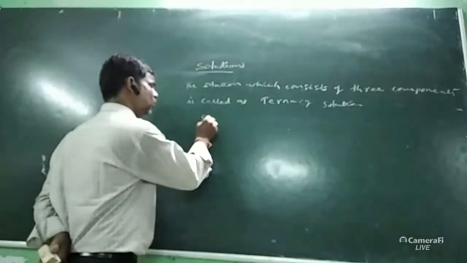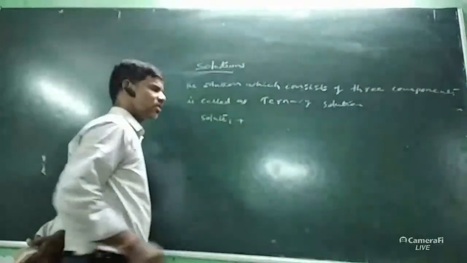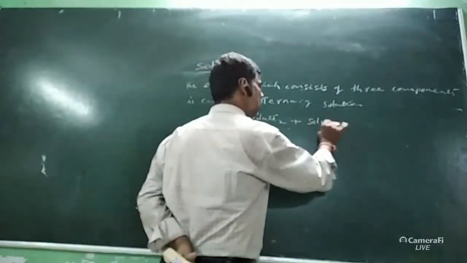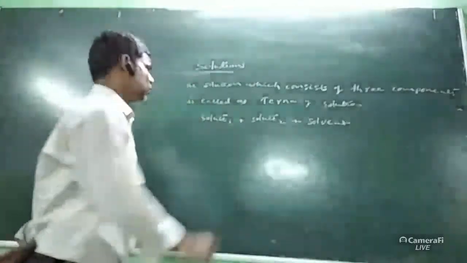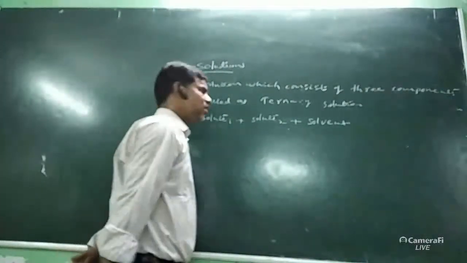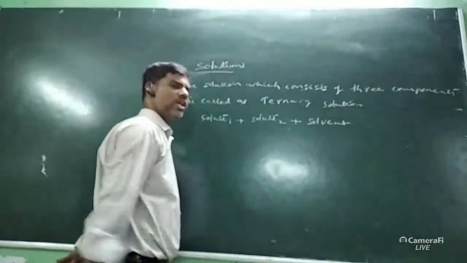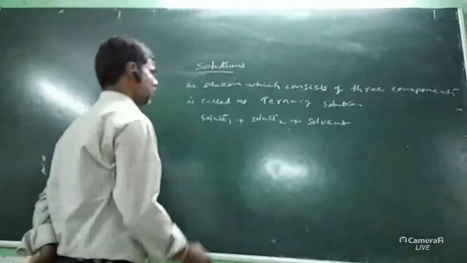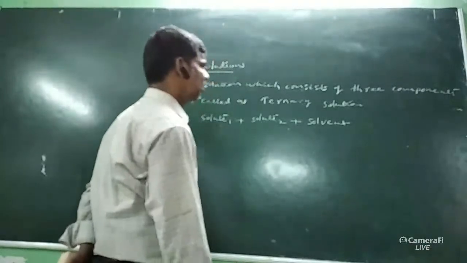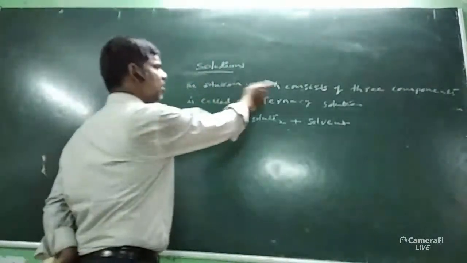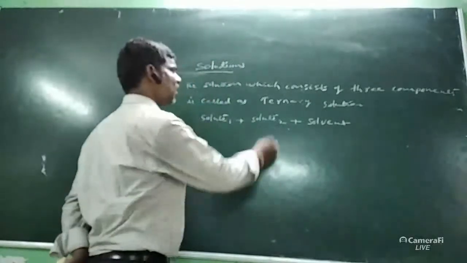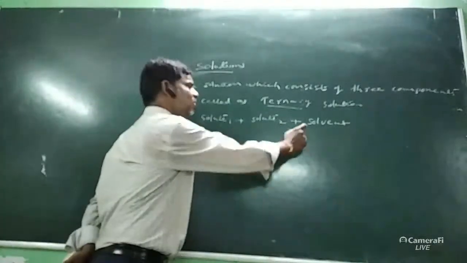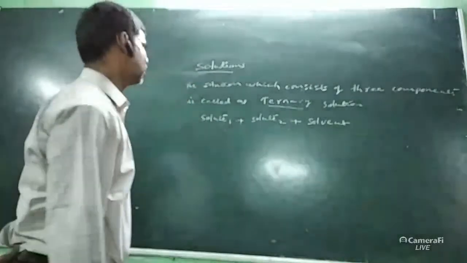That means we have solute 1 plus solute 2 plus only one solvent. Here we have one kind of solute, and one more solute, meaning two different solutes, and we have only one solvent. So this is called a ternary solution. It contains two solutes and one solvent.